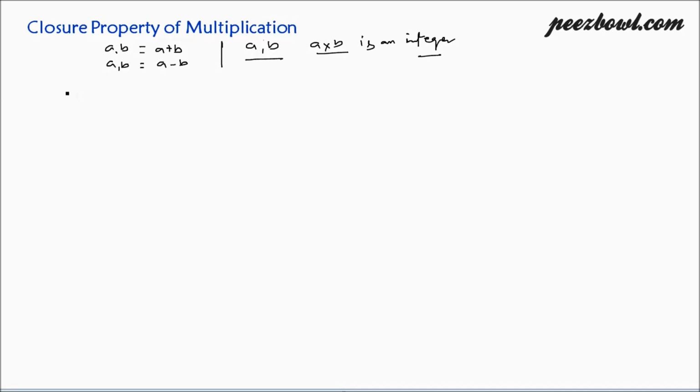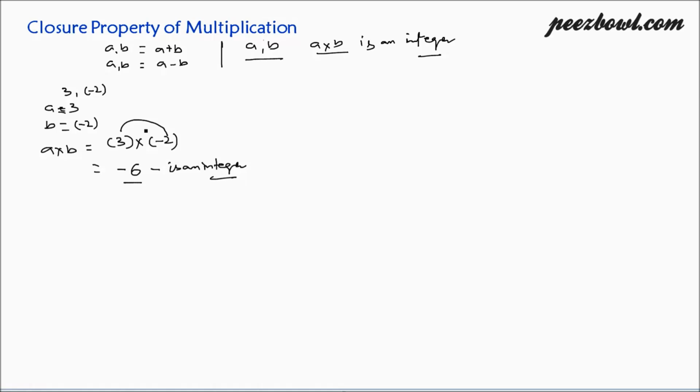Suppose we have two integers 3 and minus 2. Let us multiply 3 and minus 2 to find out value of a multiplied by b. We have a is equal to 3, b is equal to minus 2. A multiplied by b is equal to 3 multiplied by minus 2. 3 multiplied by 2 is 6, and when we multiply a positive integer with a negative integer, then the sign we get is minus. So a multiplied by b is minus 6. Minus 6 is an integer. So closure property of multiplication is true for two integers a and b.